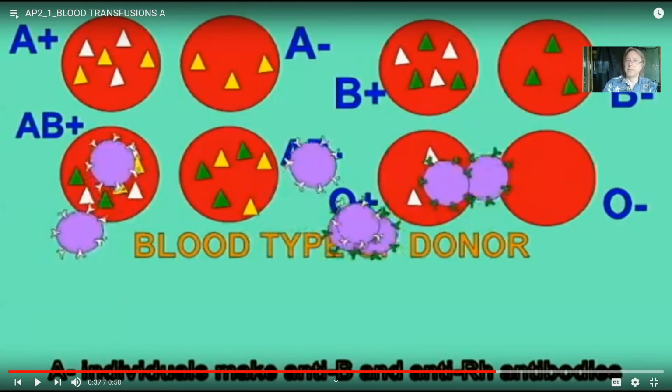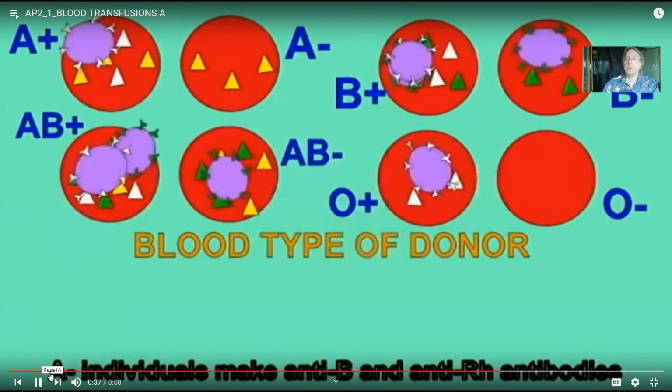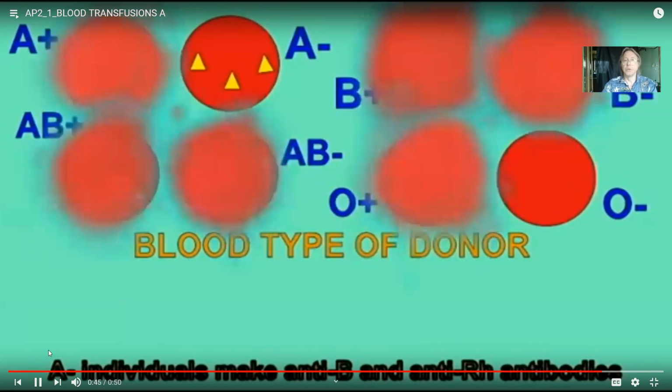So you can't give them blood with a B in it, and you can't give them blood which is Rh positive. So nothing which is positive, that would include A positive and O positive, and nothing with a B in it. So this person could only receive A negative and O negative.